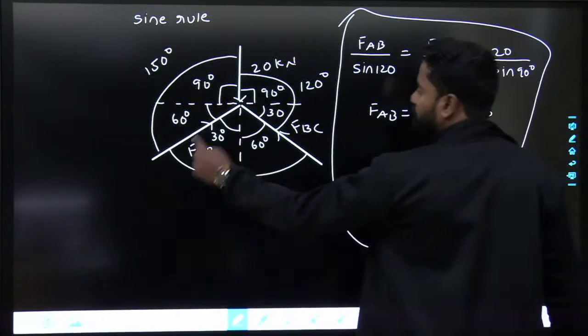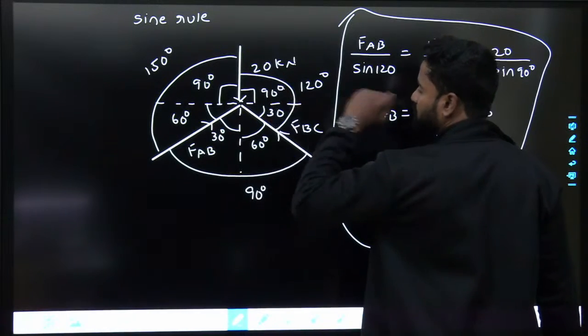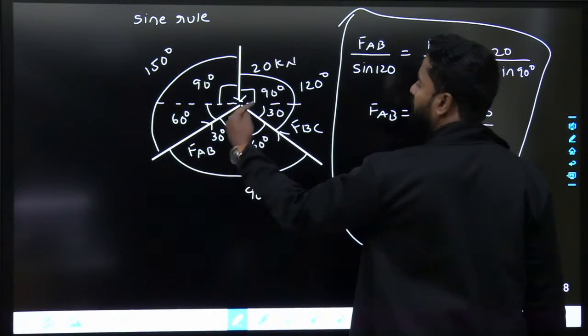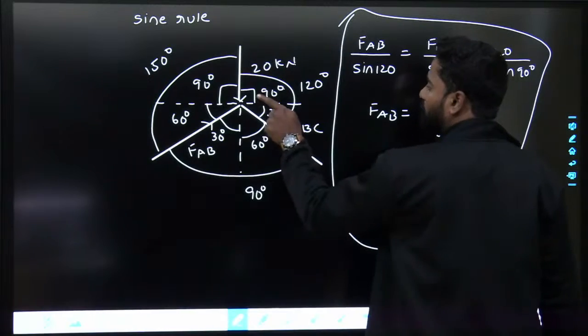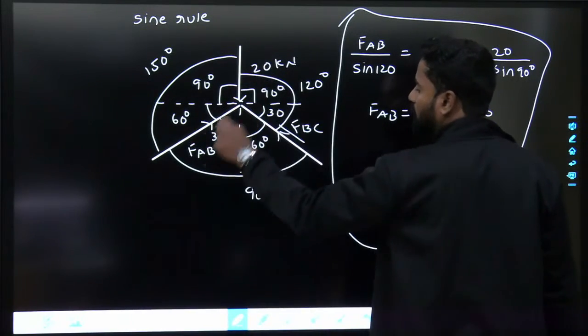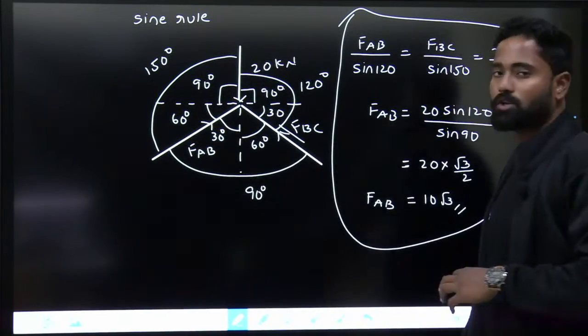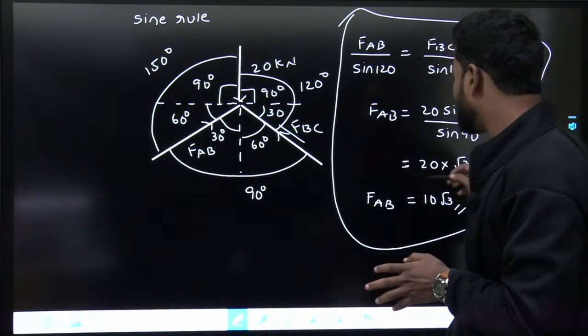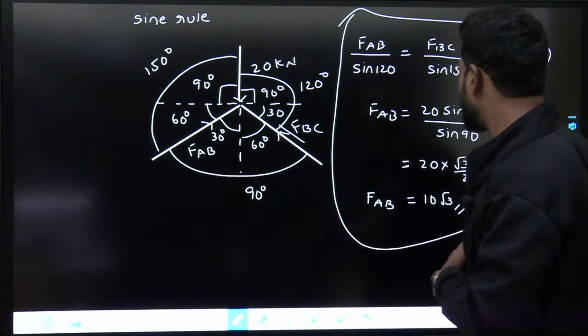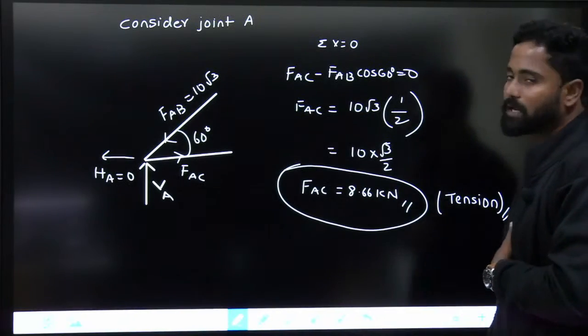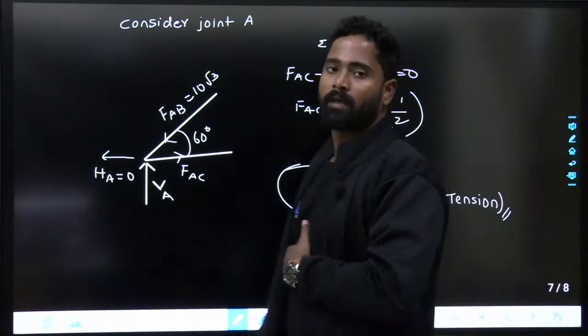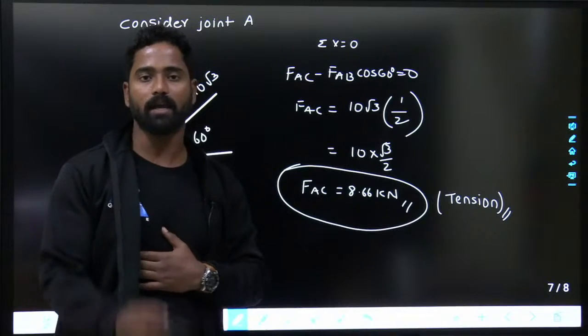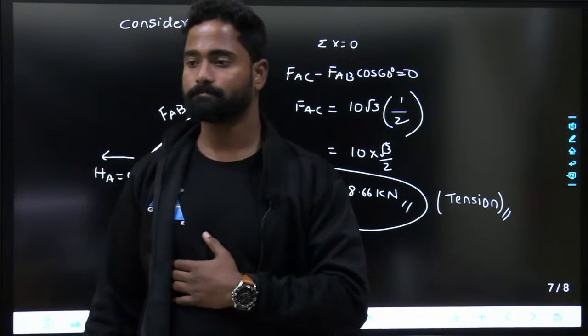So the angle opposite to each force: FAB sine 120, FBC sine 150, 20 sine 90. You might have seen this in your engineering mechanics. Once again I am showing it over here. FAB is 10 root 3. Once you get FAB as 10 root 3, FAC equals 8.66 kilonewtons. Any doubts in this? You can ask me.